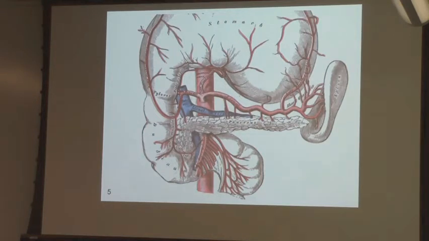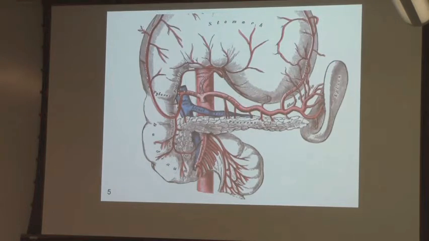So in this case, the stomach has been flipped up. This is the lesser curvature of the stomach, and this is the greater curvature of the stomach up here. The stomach has been flipped upside down in this image. Anatomists are allowed to do that. So here is the celiac trunk. Here is the splenic artery, providing blood flow to the pancreas and to the spleen.